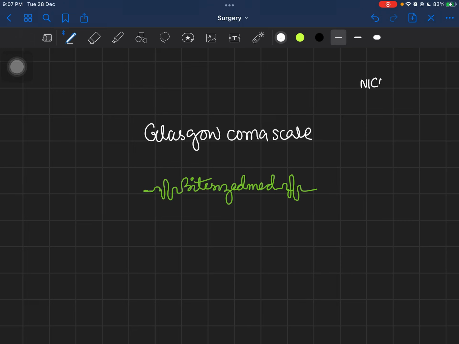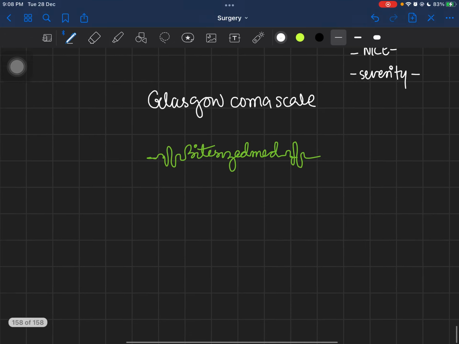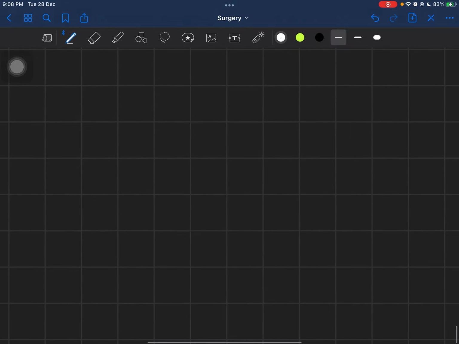I would also suggest you read the NICE guidelines on assessment of Glasgow Coma scales, also the NICE guidelines on head injuries. I'd also suggest you study the severity of head injury, the grading of severity of head injury according to the GCS. Now let us begin with the discussion of the Glasgow Coma scale.